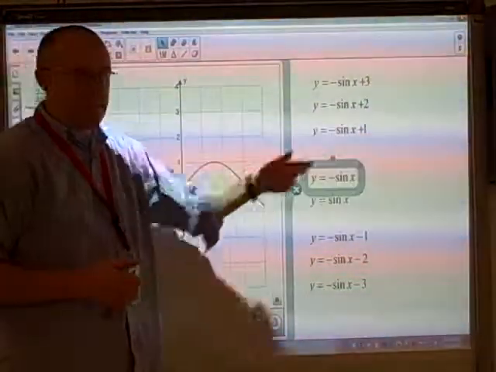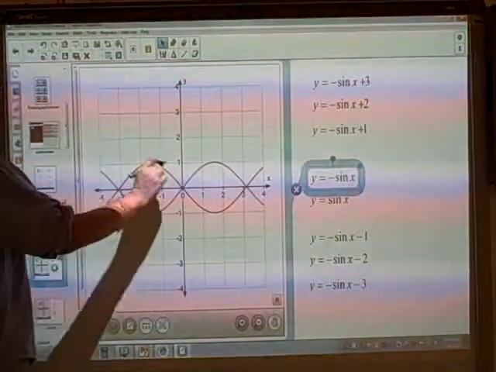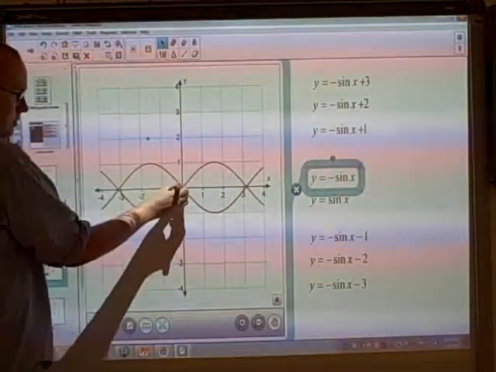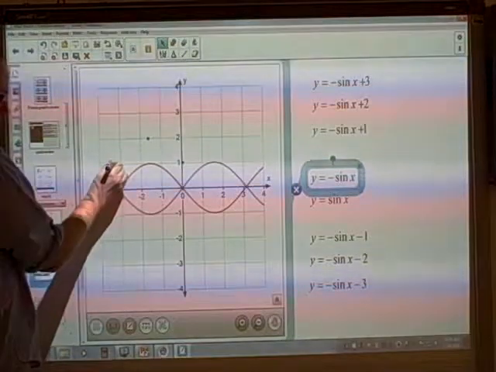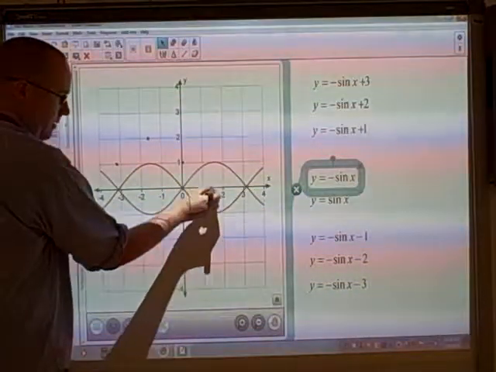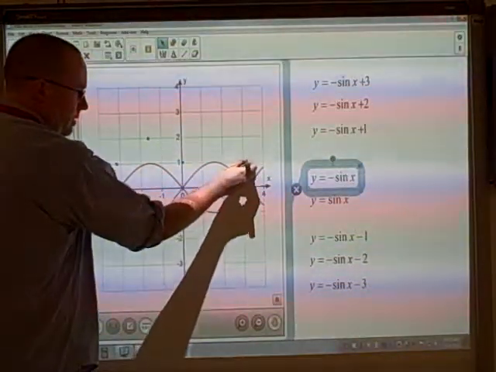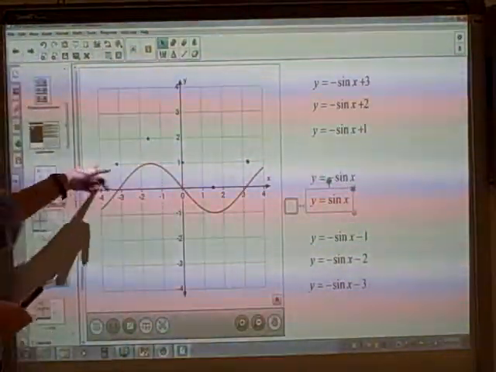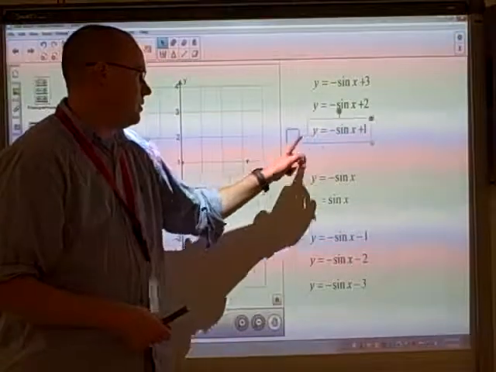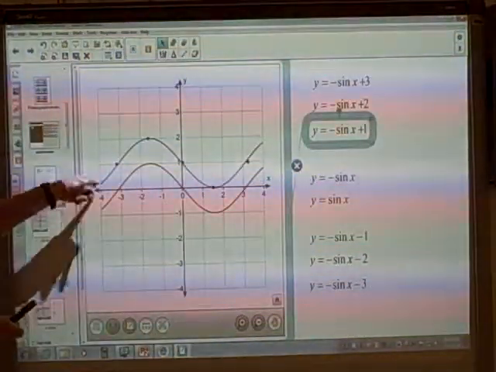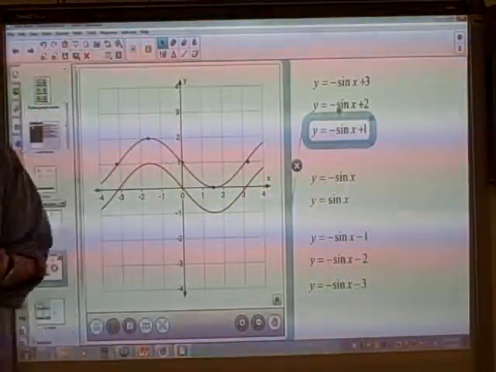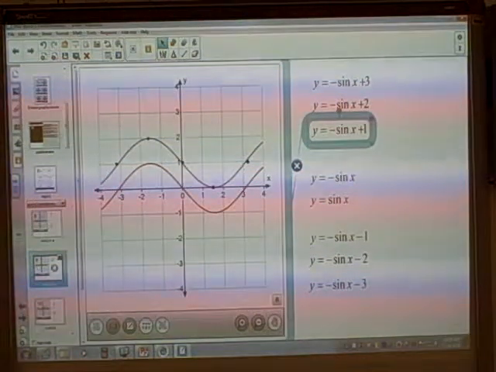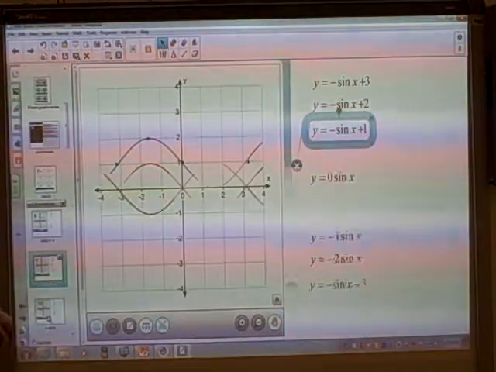So if I want to do negative sine x plus 1, what I'm going to do is take this graph of negative sine x and move all the points up one place. So negative 1 moves up to 1. Now 0 moves up to 1. Now I'm going to have to get rid of the graph of sine x to do this. And if I join those points up, then it should look like this. And you can see that I managed to do a pretty good job of doing that. So order of operations is important when we're doing those types of questions.